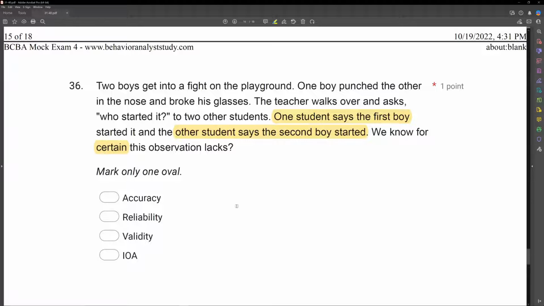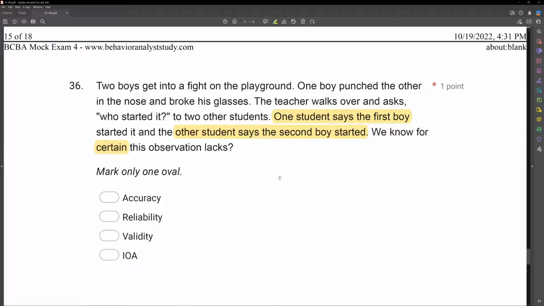What about validity? Well, it is valid because we do need measurement of who started it, and at least the 2 students are observing what we want them to observe, even though we're not sure whether they're right or wrong. At least it's valid because we were asking them about the boys who got in a fight. They were observing the boys who got in a fight. So their observation is valid.